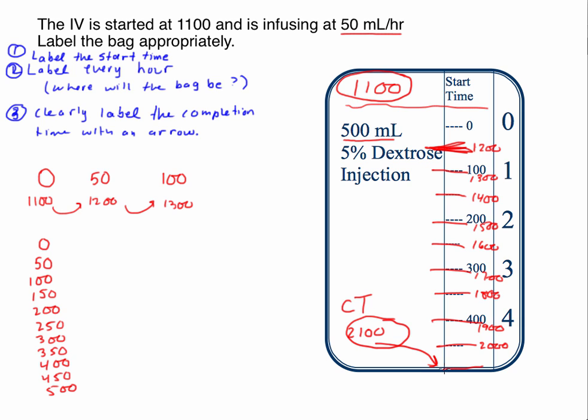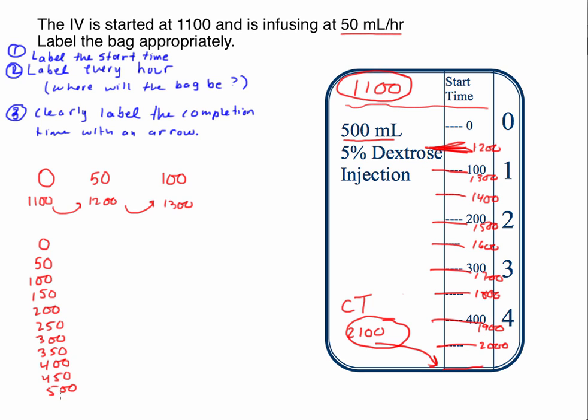The completion time is 2100 at the end. So again, we labeled the start time. We wrote out every single hour. We're going to mark 0 up to 500 every 50. That's where the bag's going to be after every hour. And then we clearly labeled the completion time with an arrow. Although this seems like it's pretty straightforward, it can be a little bit confusing when we get to a point where maybe this was at 470. It's not an exact 50 milliliters. It could be 30 milliliters remain. So how can we think about how much time that is?